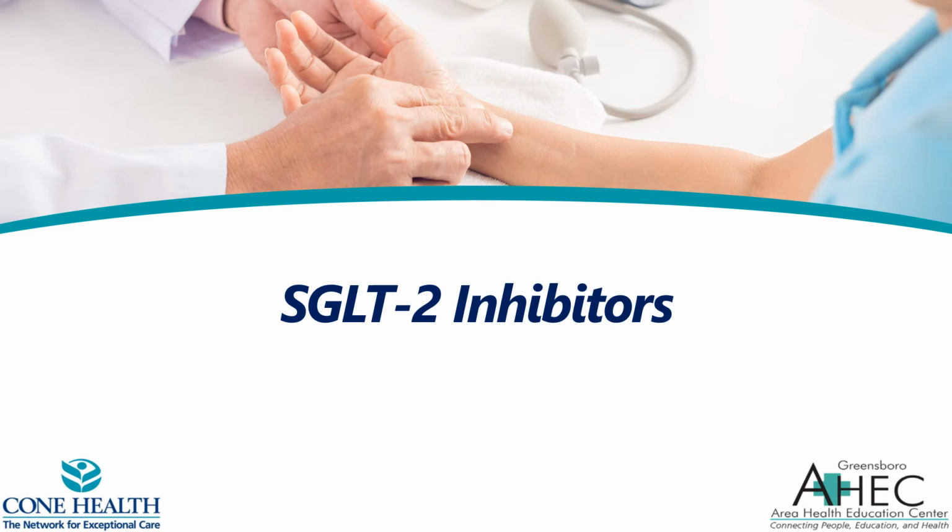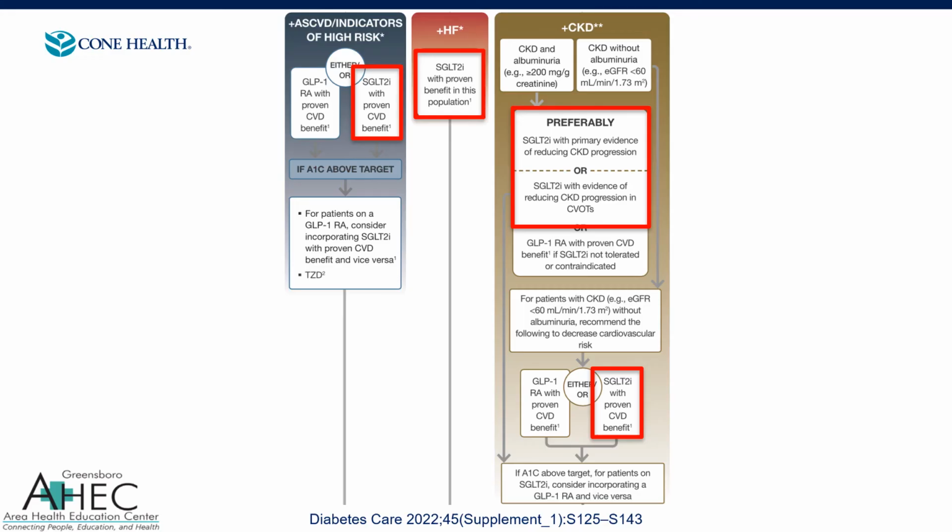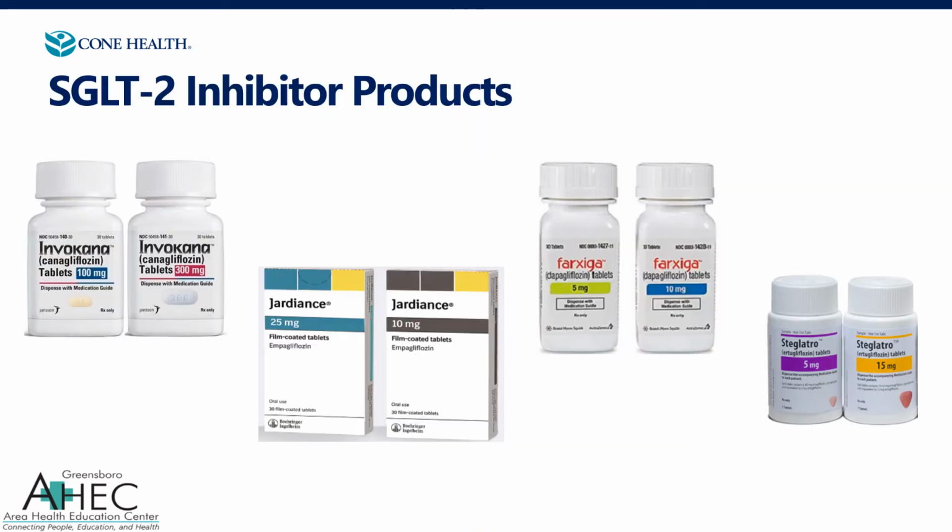Next, we'll talk about the SGLT2 inhibitors. Again, these agents show up in similar locations as the GLP-1s, as you can see under ASCVD or high risk of ASCVD, in heart failure, specifically only for SGLT2s in heart failure, and then CKD. There are multiple different SGLT2 inhibitor products on the market, including Invokana or canagliflozin, Jardiance or empagliflozin, Farxiga or dapagliflozin, and Steglatro or ertugliflozin.